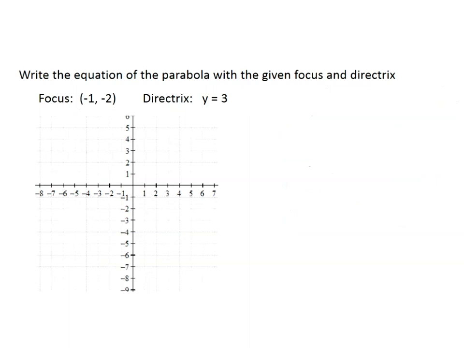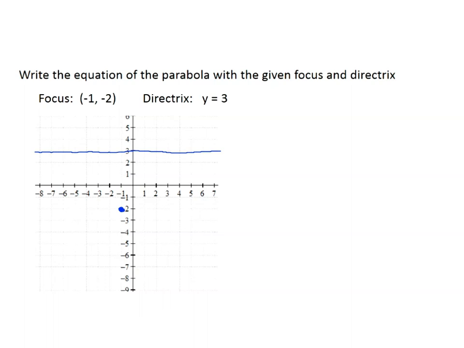All right, let's try one more. It's pretty straightforward. So this time our focus is at (-1, -2). So (-1, -2) would be here. And my directrix is at y equals 3. So that means my parabola is going to be opening down this time because it's going to be opening towards the focus.